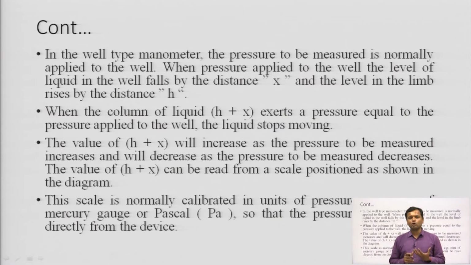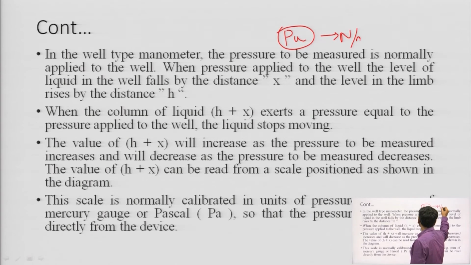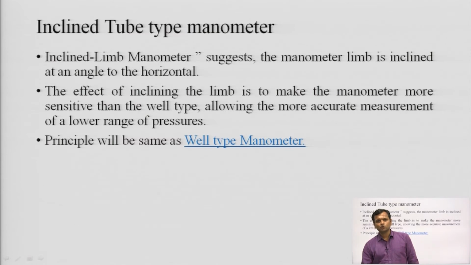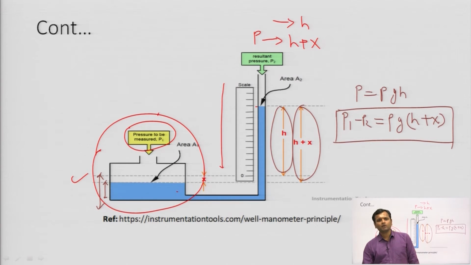I have already told you in the previous lecture that the basic unit of pressure which we use is the Pascal, or Newton per meter square. So, from that device we can directly read the pressure in terms of Pascal, Newton per meter square, or in mm of Hg. So, that is the basic working of the Well type manometer.